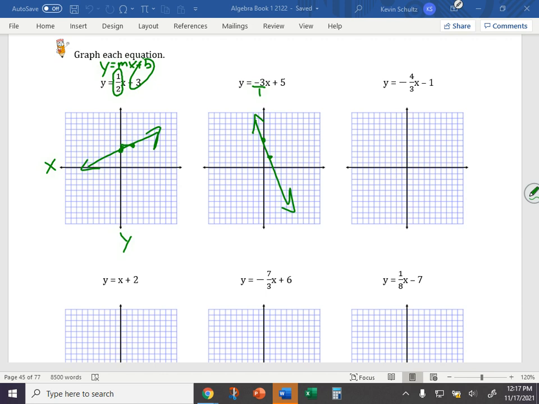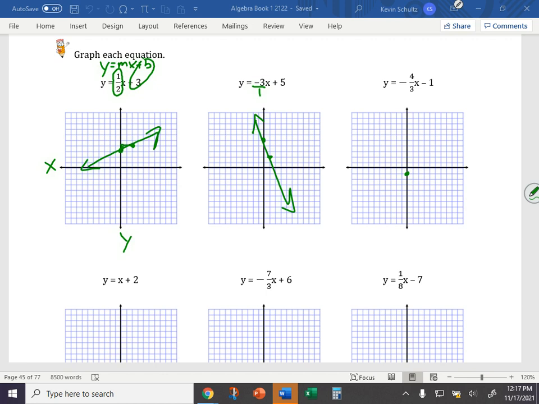Y equals -4/3 x minus 1. Where's our first point going? Sasha? -1. On the y-axis, the vertical axis, right there. How are we moving to get our second point? Charlie? Down how far? 4. And then where? Over 3. Right or left? Right. Good.